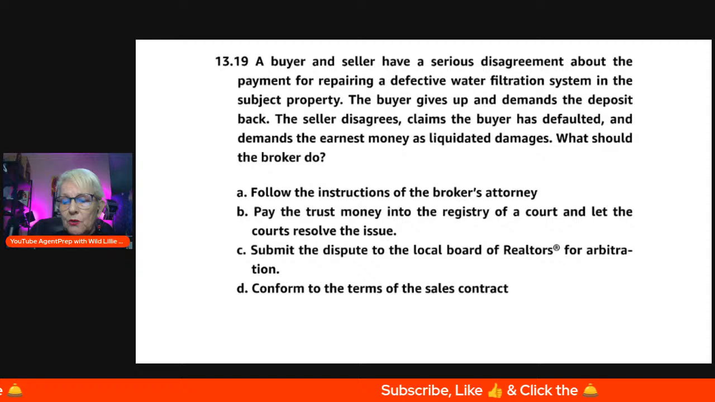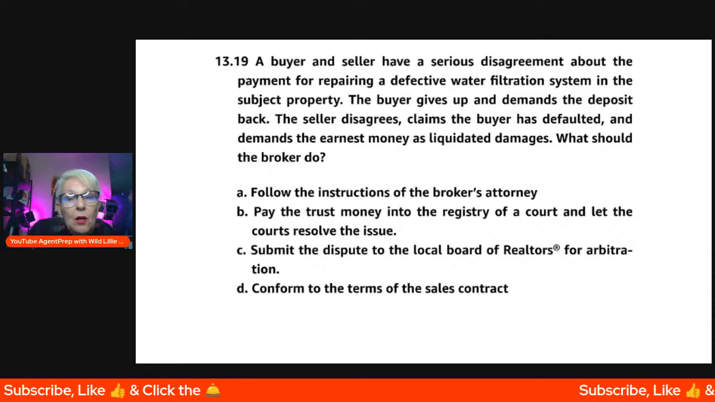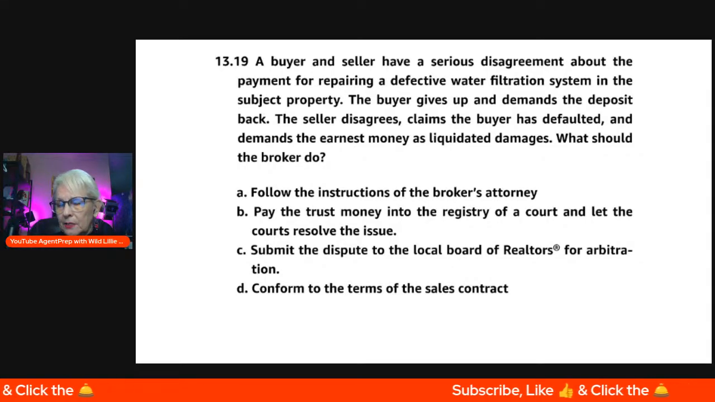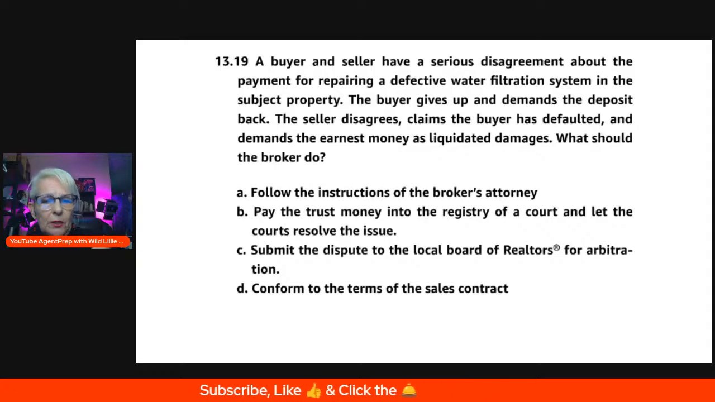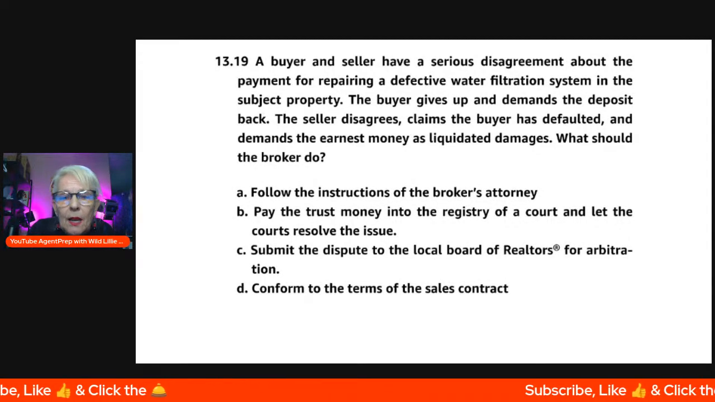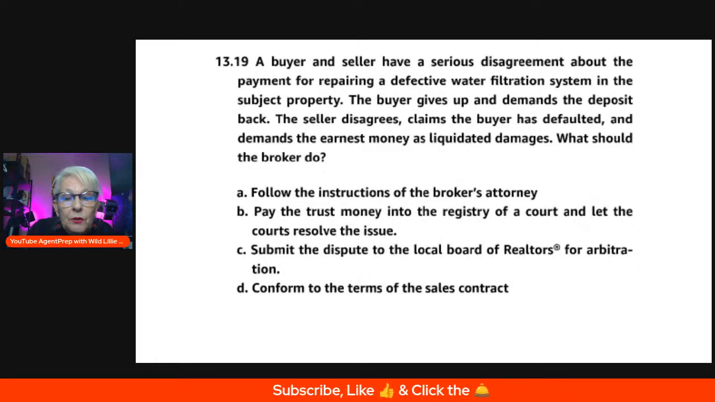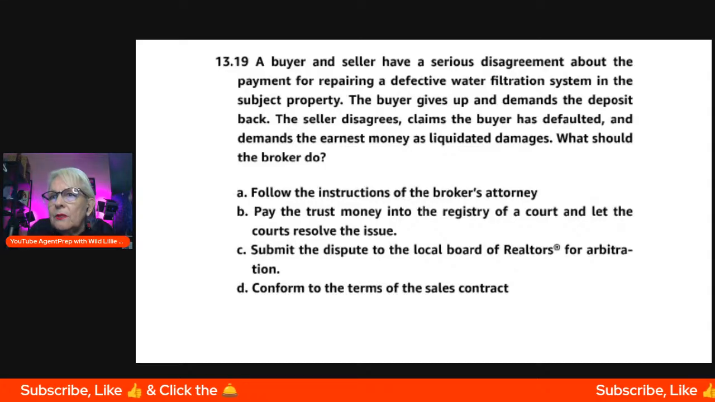Finally, many disputes go well beyond the letter of the sales contract. Therefore, it cannot always be relied upon to handle all dispute characteristics. So this is not the case where a buyer defaulted. This is a disagreement concerning a repair for a defective water filtration. So did I type the answer yet? Yes, okay.